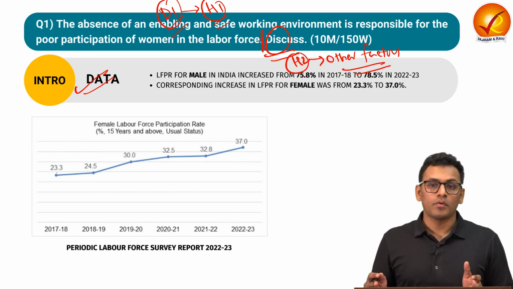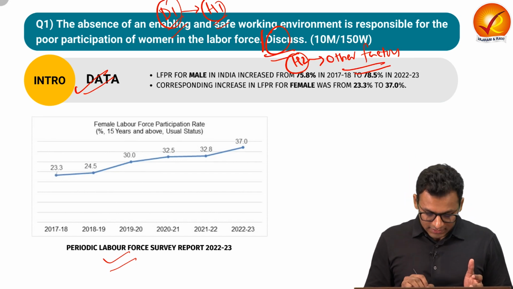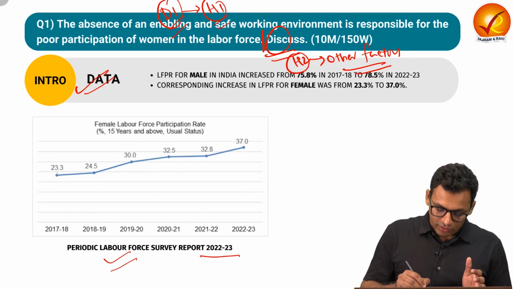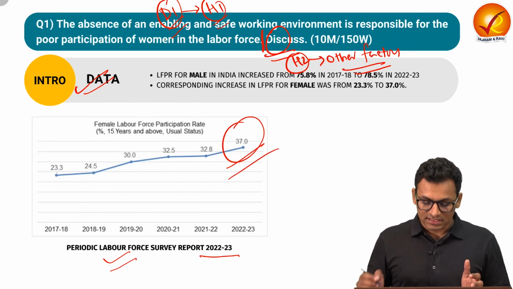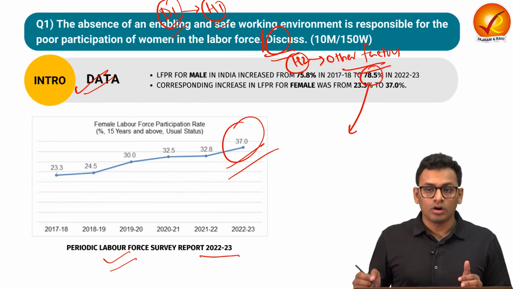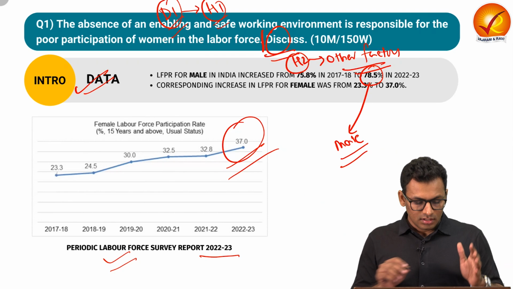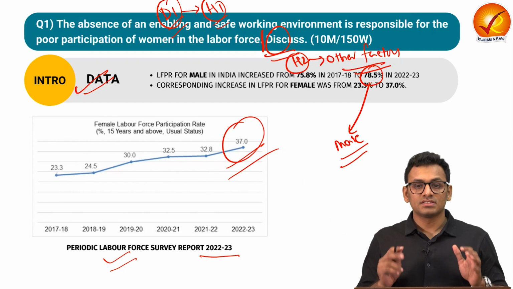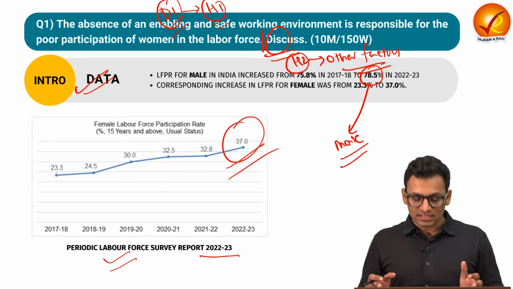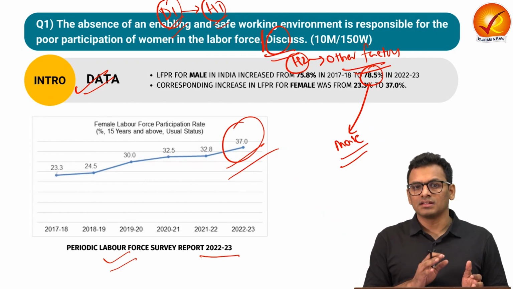In the introduction, you have the opportunity to talk about data. We have data points from the Periodic Labour Force Survey of 2022-23. We have seen that women's labor force participation is increasing and has now reached 37%. But you have to understand that this number is almost half compared to the male counterpart, as the male labor force participation rate is 78.5%. So this shows that there is asymmetry with respect to participation in the labor force gender-wise. That is something you can write in the introduction.